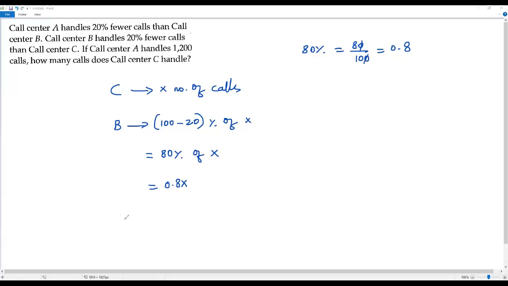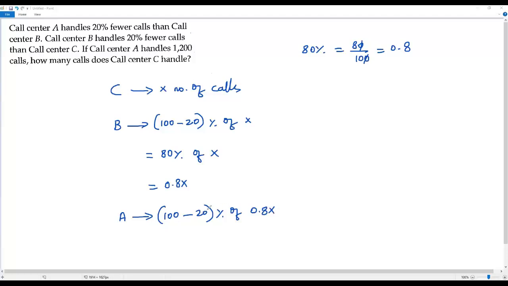Okay, now let's go to A, the number of calls handled by call center A. The question says call center A handles 20% fewer calls than call center B. So we have to subtract 20 from 100 percent of the number of calls handled by call center B. Here we have to write the number of calls handled by call center B, which we have already got, that is 0.8x.